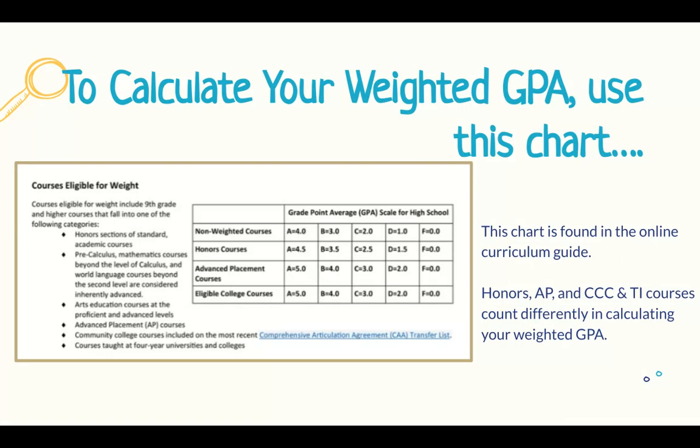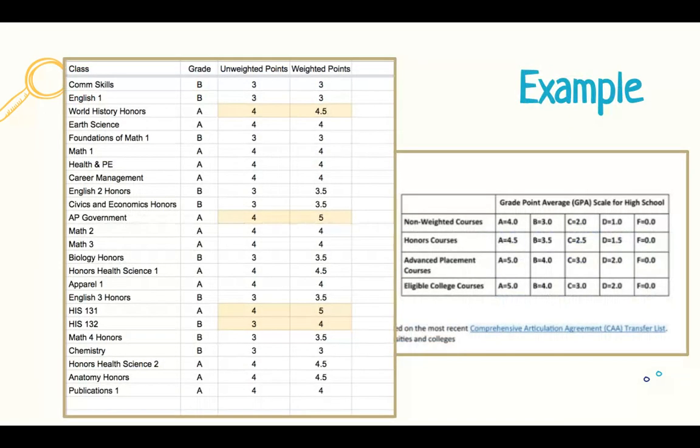This chart is found in your curriculum guide, so definitely refer to your curriculum guide as you're working on this. Here's an example. You notice that this person had an A in world history. For their unweighted GPA, it counts as a 4, but for their weighted GPA, it counts as a 4.5. In History 131, they made an A. That's a college class. So again, unweighted points, it's a 4, but for weighted points, it's a 5. So again, this person referred to that chart in the curriculum guide to fill this out.